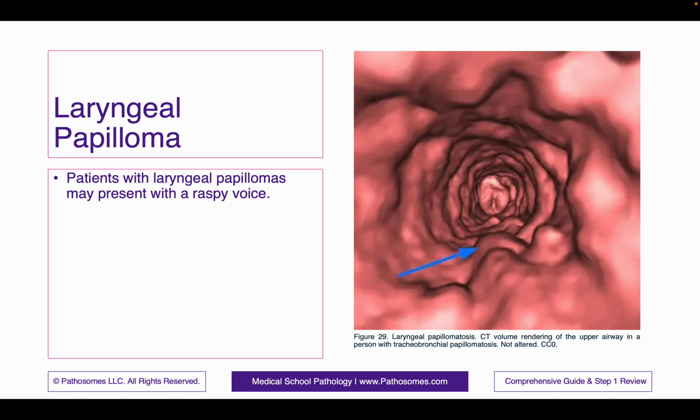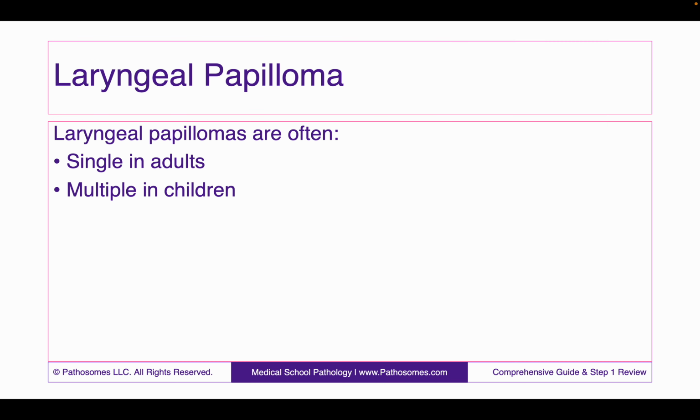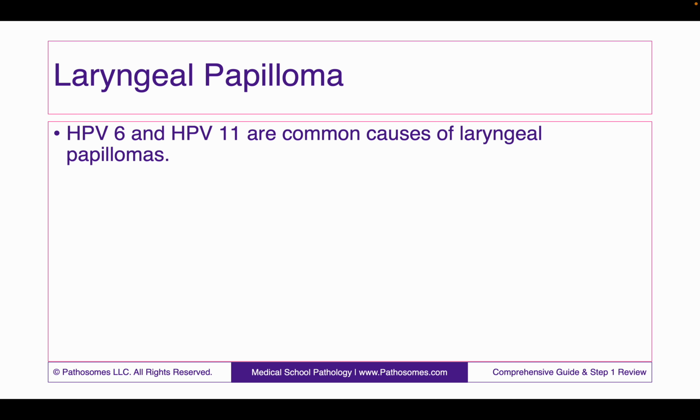Here we have a CT volume rendering of the upper airway in a person with tracheobronchial papillomatosis. Remember that patients with laryngeal papillomas may present with a raspy voice. Now, laryngeal papillomas are often single in adults, but multiple in children. HPV 6 and HPV 11 are common causes of laryngeal papillomas.